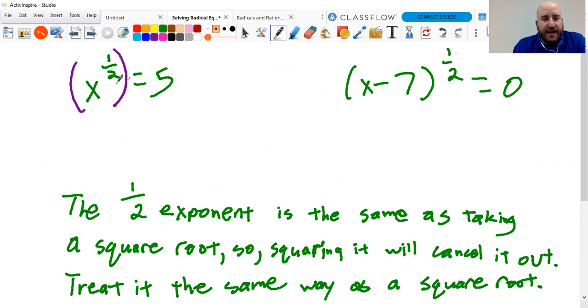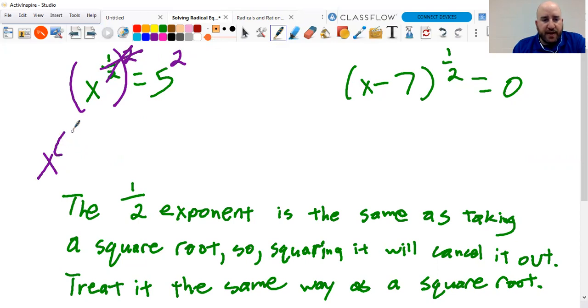x to the 1/2 power, I've got to make sure it's by itself. Again, there's nothing else on the left-hand side of the equation other than x to the 1/2 power. So I'm going to square both sides. The 2 and the 1/2 cancel out. Going back to the last set of notes, this actually ties into the power of a power exponent property.